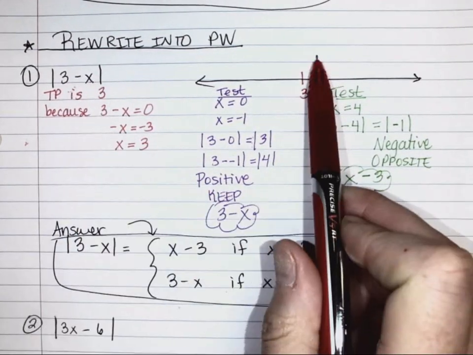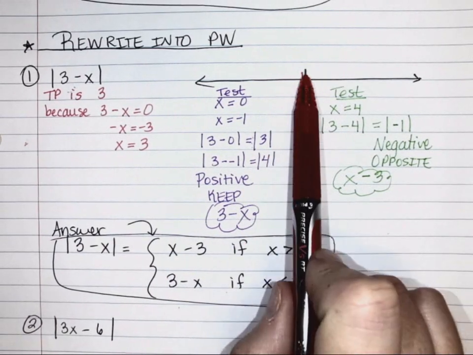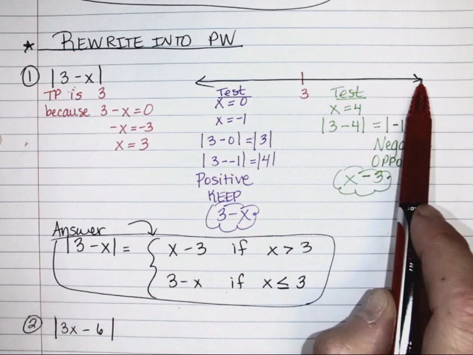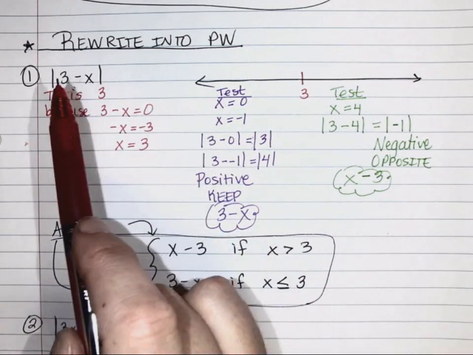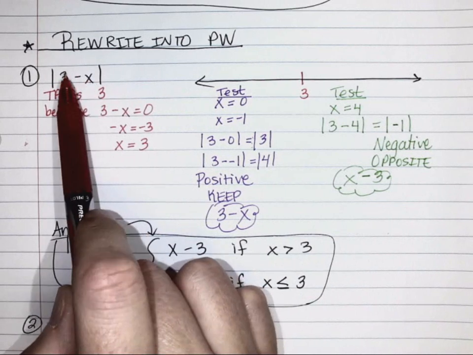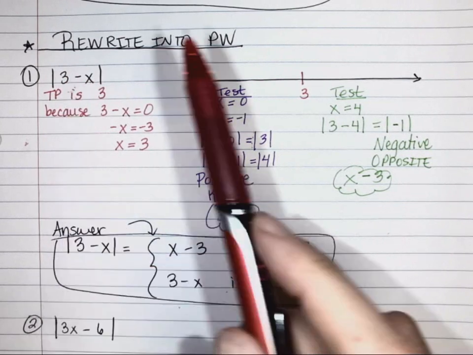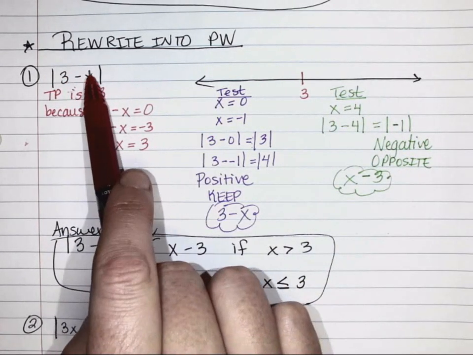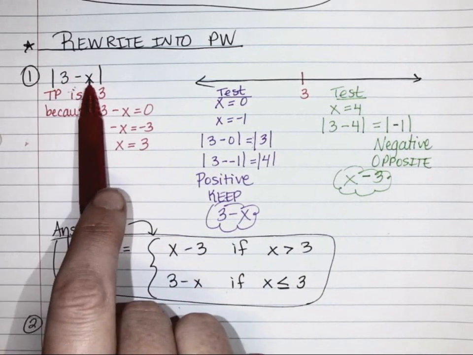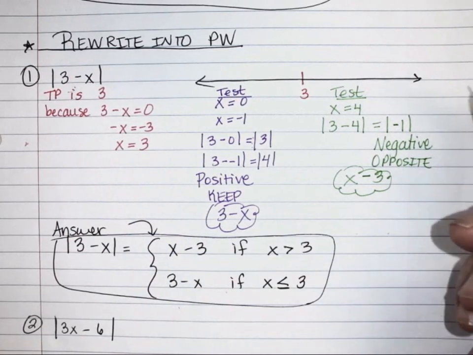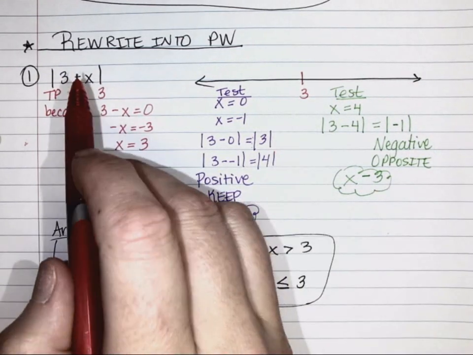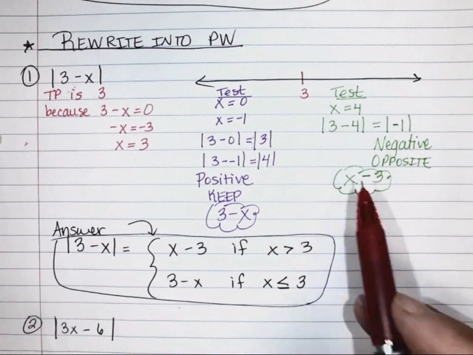So notice that 3 minus x stayed the same to the left. If I plug in values greater than 3, 4, 5, 6, 7 on, I'm always going to get negative because 3 minus 5 is -2. 3 minus 10 is -7. So values greater than 3 are always going to yield negative inside. So this is where I change it. Notice that 3 becomes -3. Negative x becomes positive x.